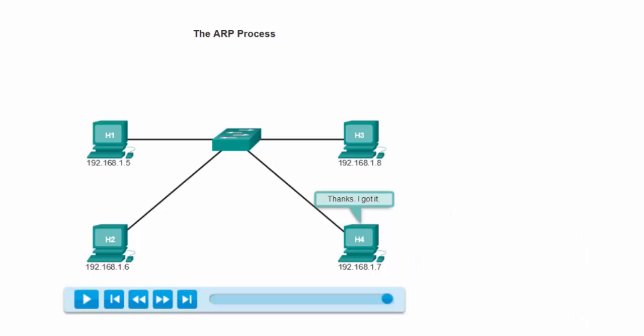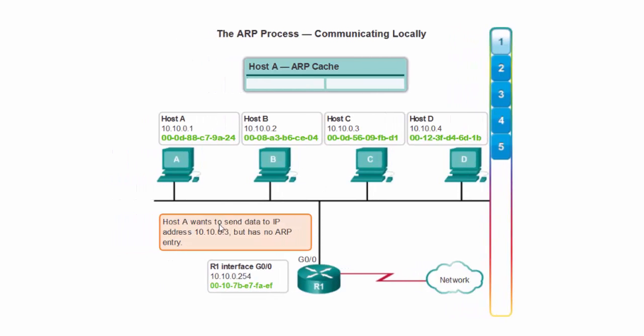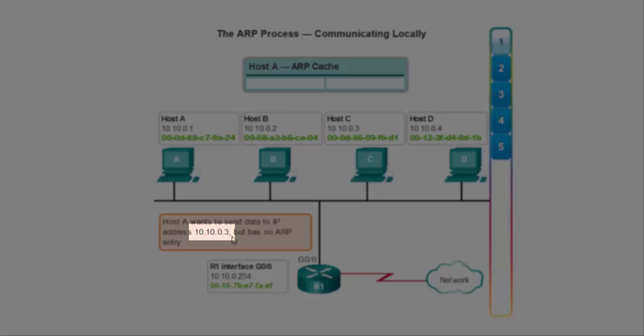The second part of this is that each node will host what we call an ARP cache or ARP lookup table, which it uses to store the information about each physical address that corresponds to a particular IP address. So if host A wants to send to host C, for example, it knows the IP address of that machine. Host A wants to send data to IP address 10.10.0.3, but it does not have the physical address of that machine.